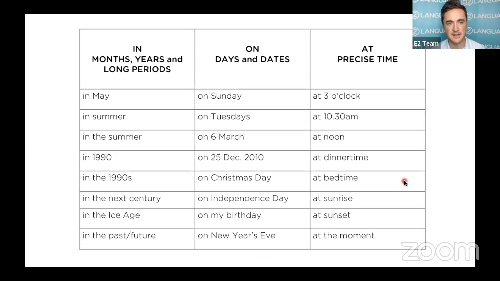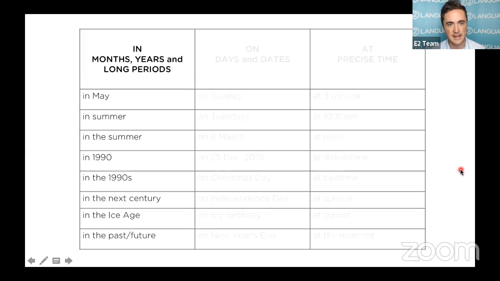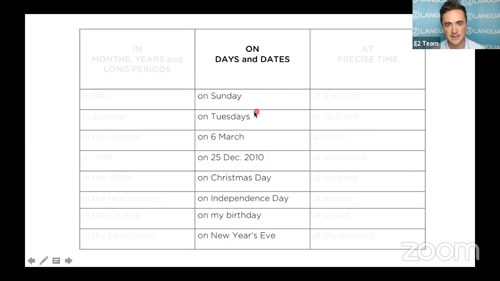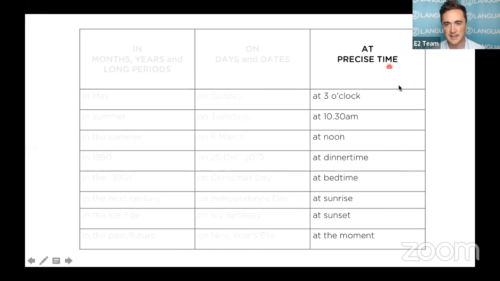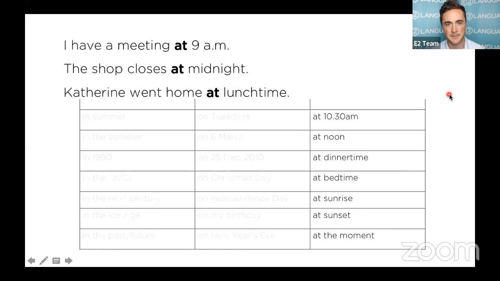Fine, in, on, at. So let's look at this little table here. It breaks it down and gives you lots of examples. So in for months, years, and long periods, like in May, in summer, in the summer, in 1990, in the 1990s, in the next century, in the Ice Age, in the past or future. Long periods of time. We use on for days and dates, Sunday, Tuesdays, 6th of March, 25th of December, Christmas Day, Independence Day, on my birthday, etc. We use at for 3 o'clock, 10:30 a.m., noon, dinner time, bedtime, sunrise, sunset, etc. So at for precise time.